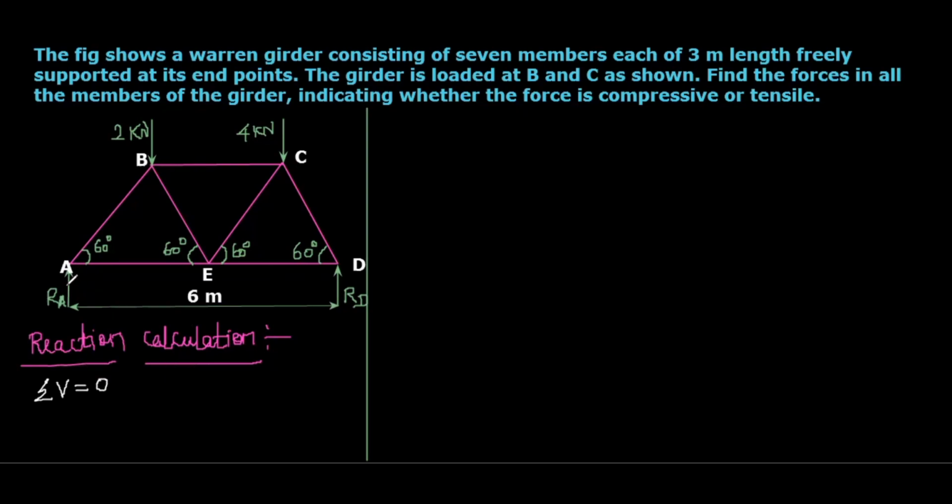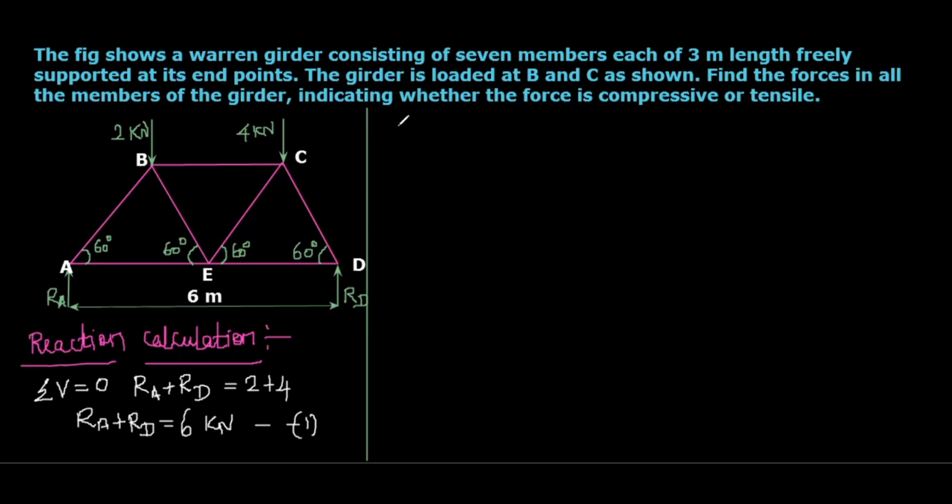Here, there are 4 vertical forces. RA and RD, the 2 forces are acting upward. 2 kilonewton and 4 kilonewton, those 2 forces are acting downward. So we can write RA plus RD equals 2 plus 4. So RA plus RD equals 6 kilonewton. Okay, this is equation 1.